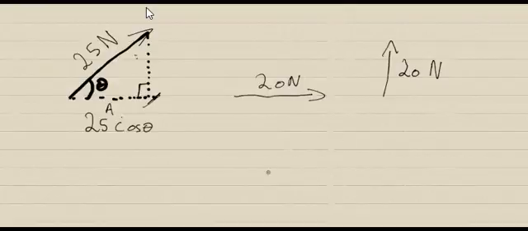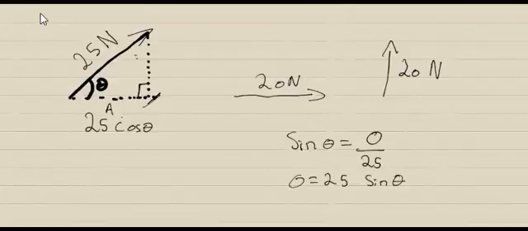Okay, and sine theta would basically be the same thing. So sine theta, as we said, is opposite over hypotenuse. So it would be O over 25. Thus, O would then equal 25 sine theta. Okay? I think that sounds pretty simple. Our O would be here, which means this is 25 sine theta right there. So there we have it.